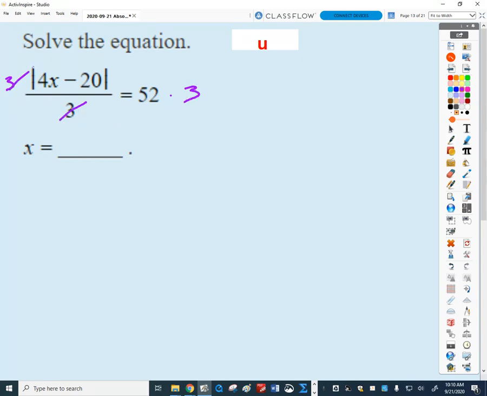So the 3's cancel. Very good. And then we get our isolated absolute value is equal to 156. And inside we've got, it looks like, 4x minus 20. So let's see.